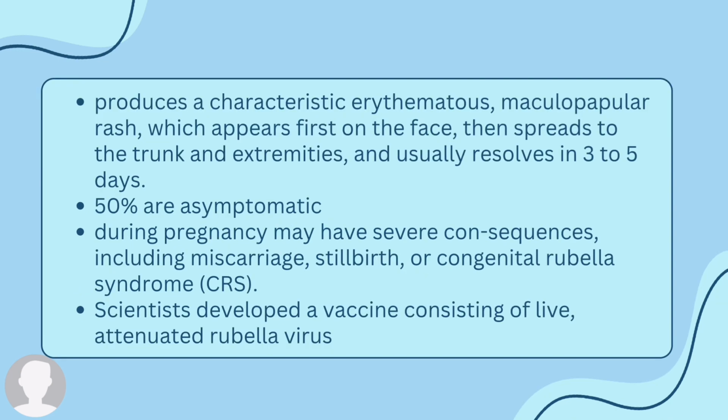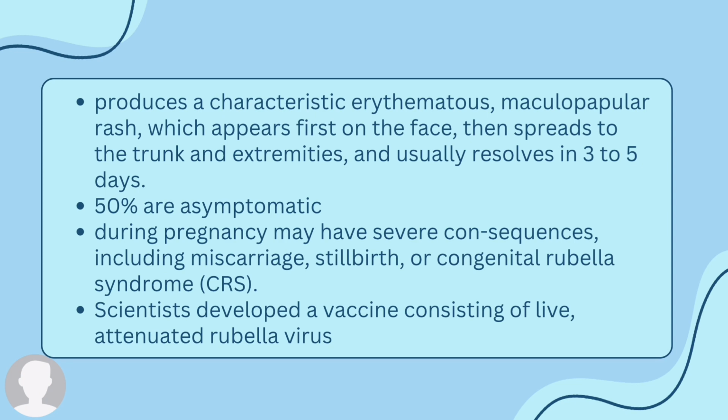It also produces a characteristic erythematous maculopapular rash which appears first on the face, then spreads to the trunk and extremities and usually resolves in 3 to 5 days. Commonly, 50% of cases are asymptomatic. During pregnancy, it may have severe consequences including miscarriage, stillbirth, or congenital rubella syndrome.